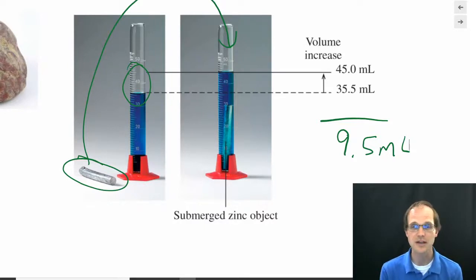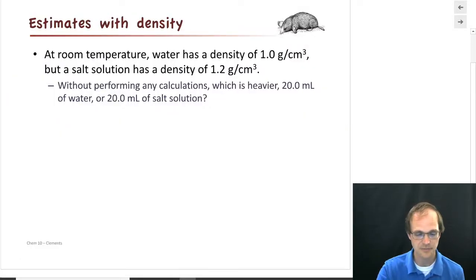So that's a really common way that chemists will use in order to calculate or determine the volume of irregular objects. And once you have that, you can then use that volume in equations where you're trying to find density by taking the mass of the object.